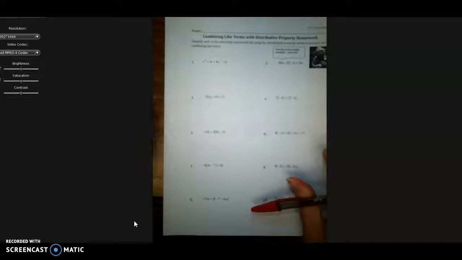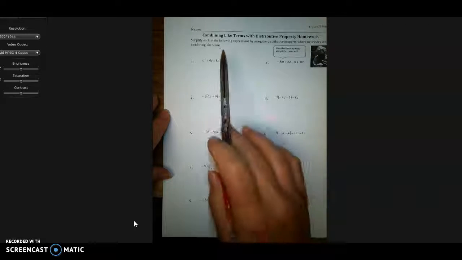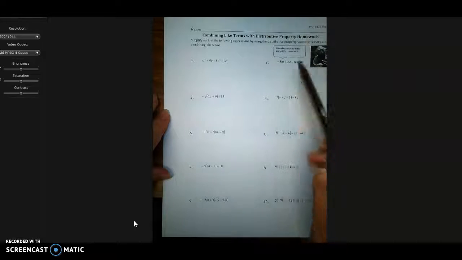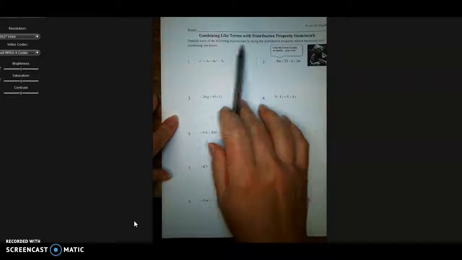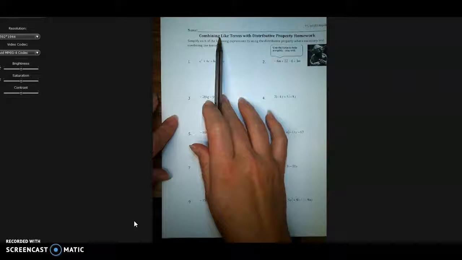Hello, today we are going to be putting together two things that we've been doing so far in class, and that is combining like terms and the distributive property. So we actually want to flip that, surprisingly. We want to distribute first and then combine those like terms.